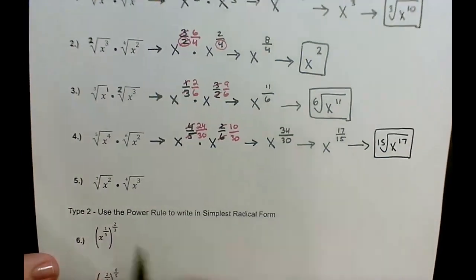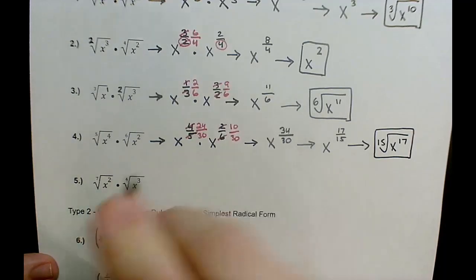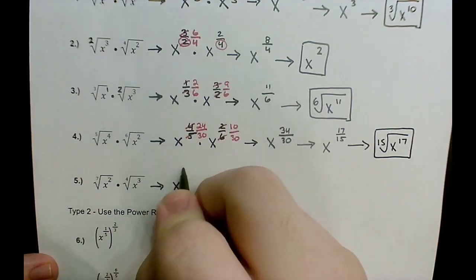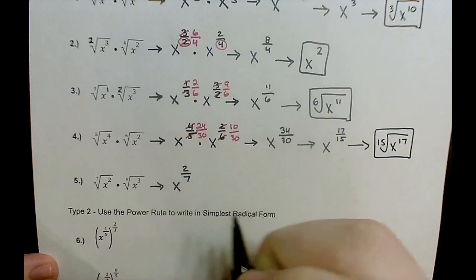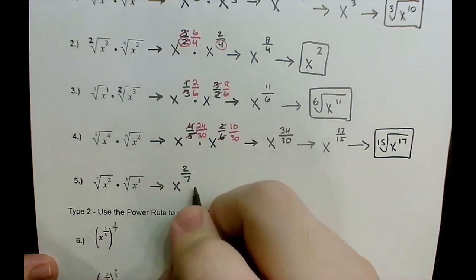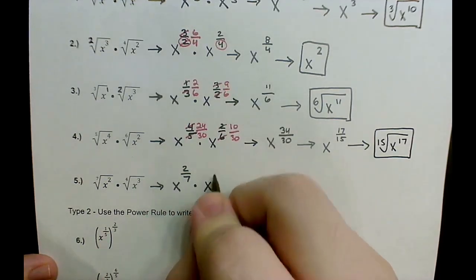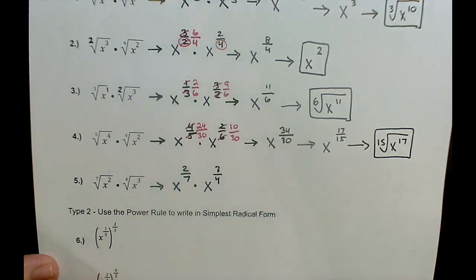Number 5, the 7th root of x squared would become x to the 2/7. The 4th root of x cubed would become x to the 3/4 power.